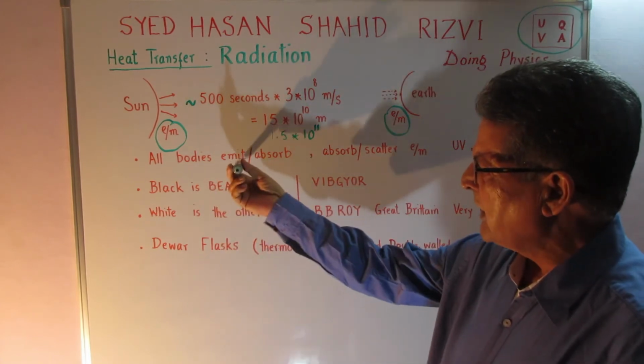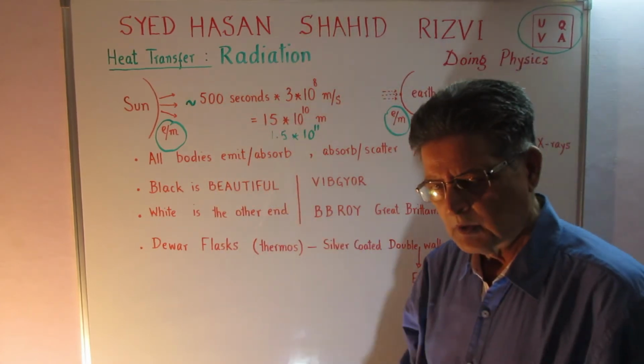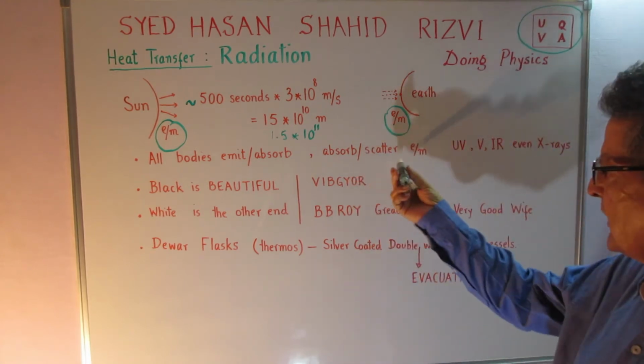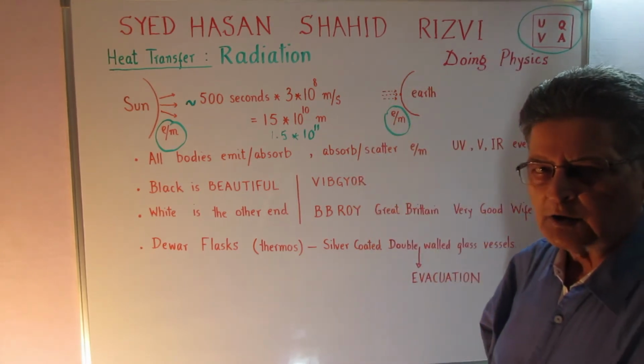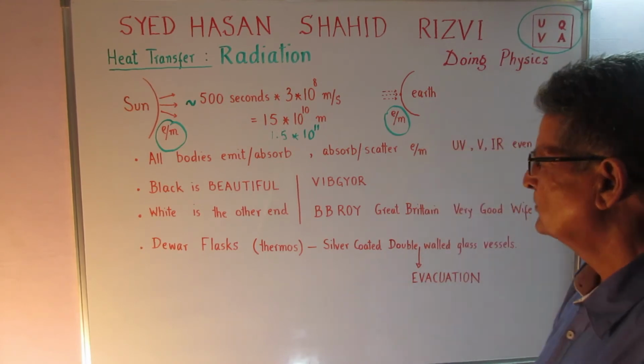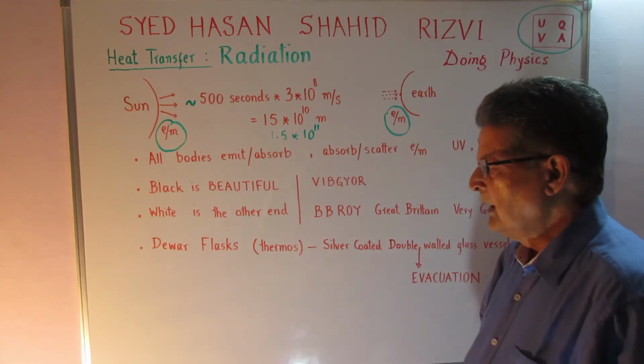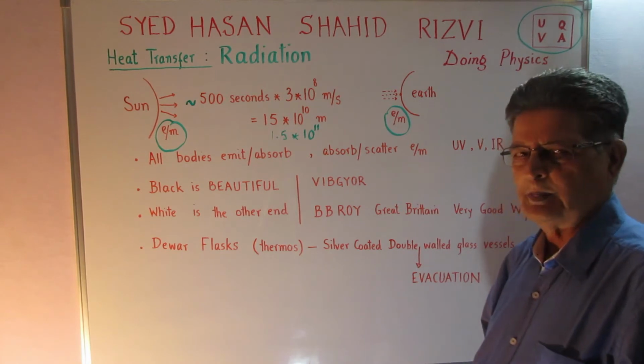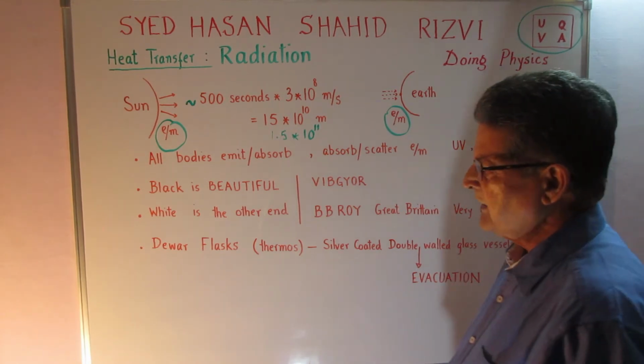All bodies emit, absorb, or absorb and scatter electromagnetic radiations of different kinds. Black is beautiful. Black is beautiful.